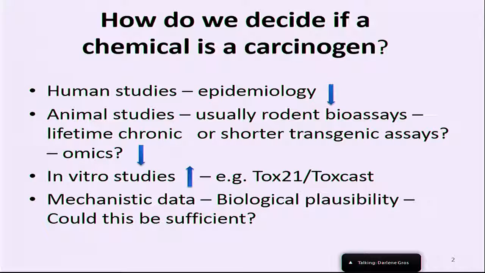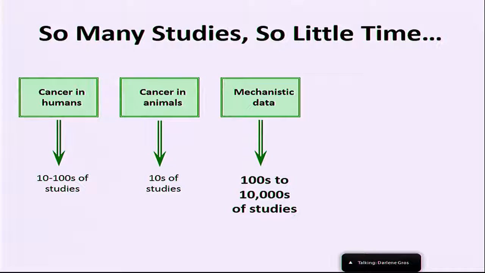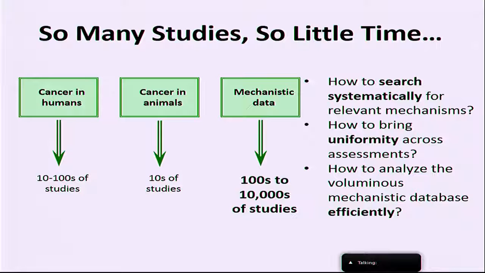So there's so many studies and so little time is typically the problem with mechanistic data. For cancer in humans, we have typically tens to hundreds of studies on a particular chemical, tens of studies on cancer in animals, but we can have thousands of studies with mechanistic information about a particular chemical. So when we started this process of looking at key characteristics, we were really faced with this idea of how do you search systematically for relevant mechanisms and how to bring uniformity across these assessments of mechanistic type data. And there's also a tremendous database to be analyzed efficiently.